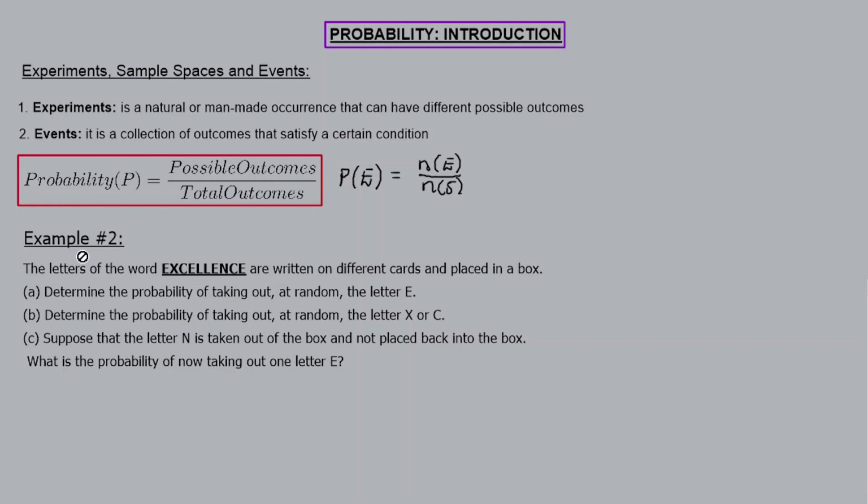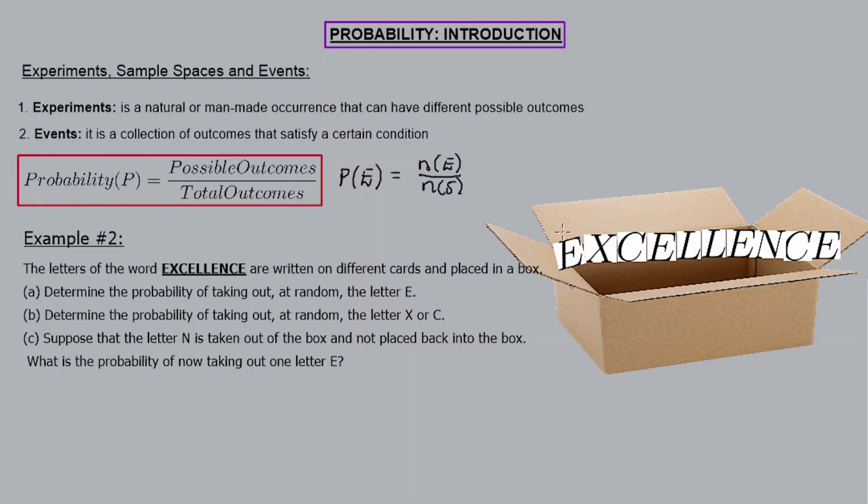So for example number 2: the letters of the word excellence are written on different cards and placed in a box like this. They are written on pieces of card, they write X, C, E, L, L, E, N, C, E, the word excellence, and put them inside a box, right? Determine in part A the probability of taking out at random the letter E.